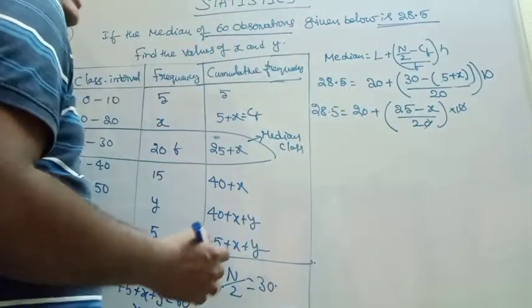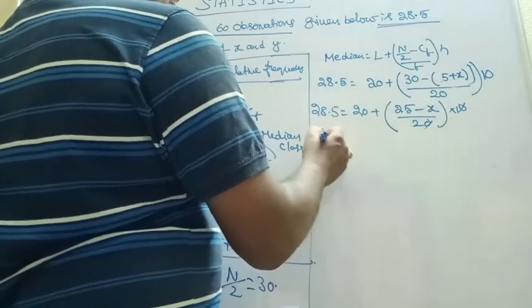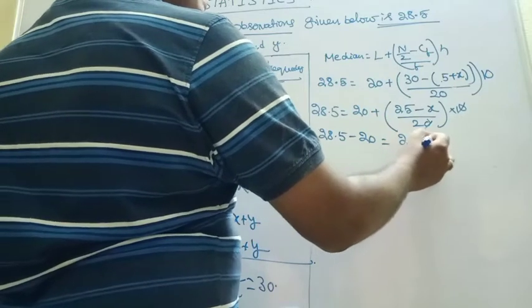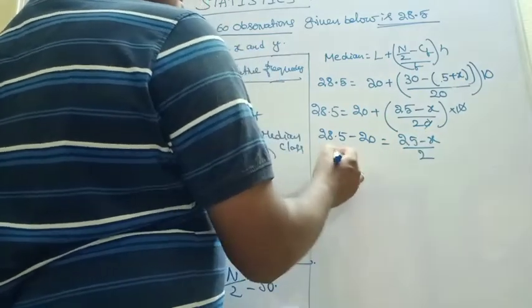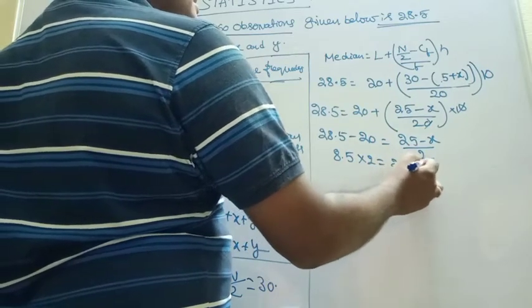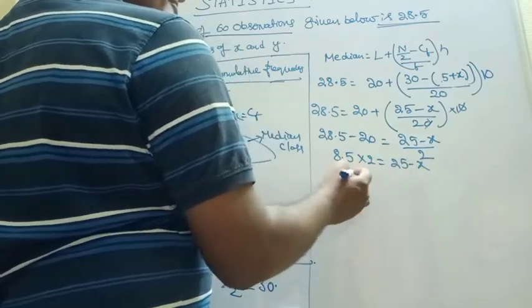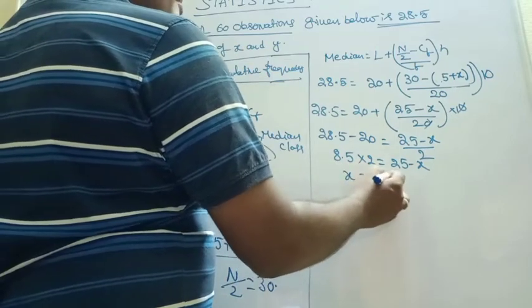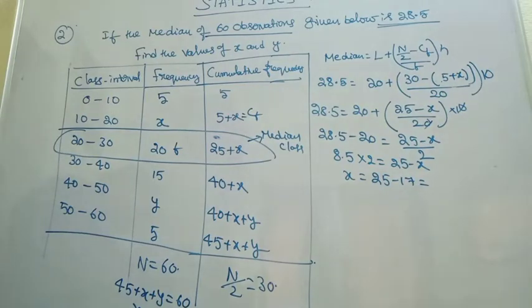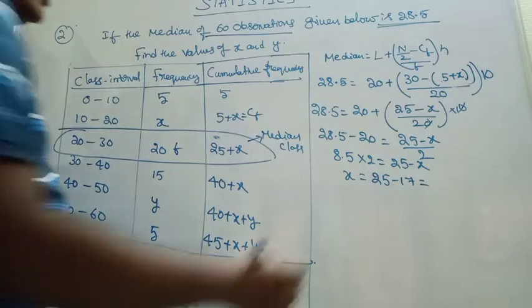From this we can get nicely, my dear students, 28.5 minus 20 is equal to 25 minus x by 2. This is now 8.5 into 2 is equal to 25 minus x. And x is equal to 25 minus 17, because 8.5 into 2 is 17. Now 25 minus 17, that value is 8. This is equal to 8 we have here.